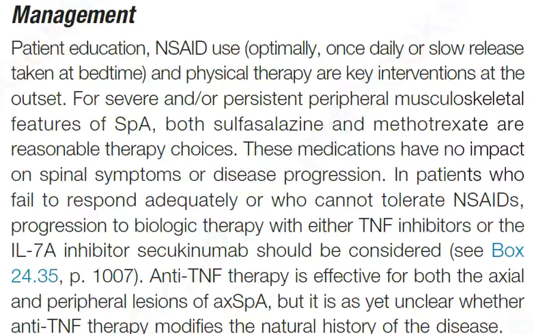In patients who fail to respond adequately or who cannot tolerate NSAIDs, progression to biologic therapy with either TNF inhibitors or the IL-17A inhibitor, secukinumab, should be considered. Anti-TNF therapy is effective for both the axial and peripheral lesions of axial spondyloarthritis, but it is as yet unclear whether anti-TNF therapy modifies the natural history of the disease.